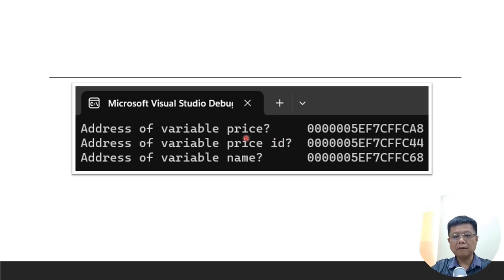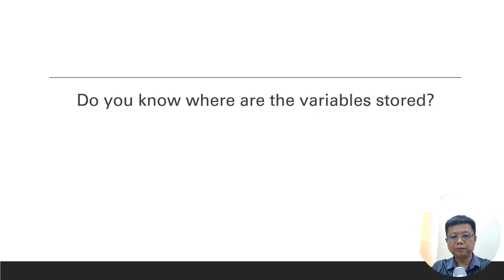We find that the variable price is stored here. Variable price_id is stored in this memory, and then variable name is stored here. These are what we call addresses, which refer to the address where that particular variable is stored in the RAM. So do you know where the variables are stored?